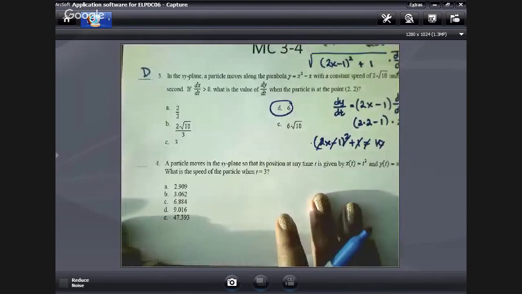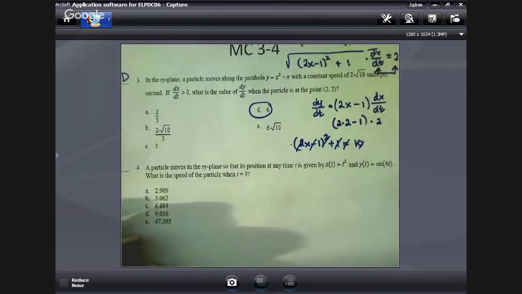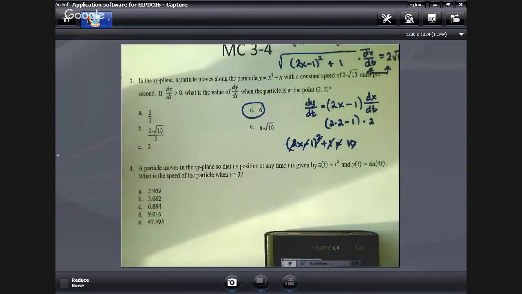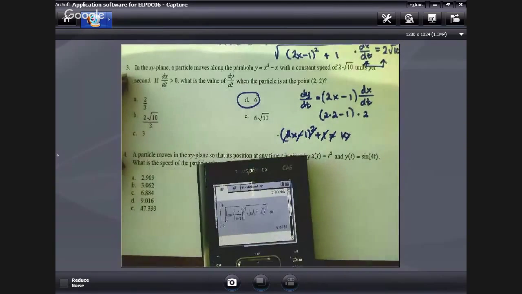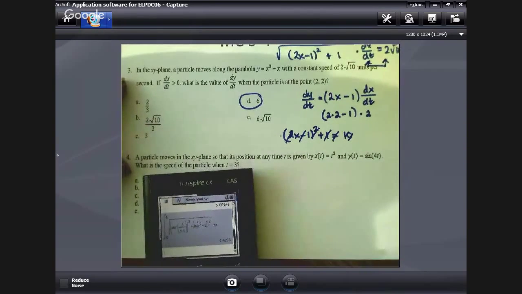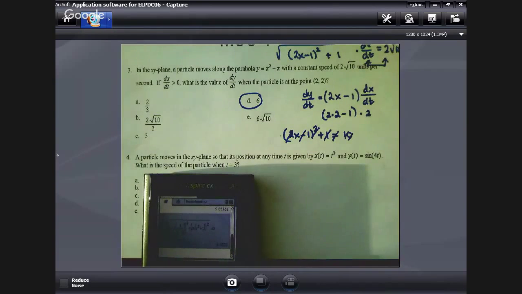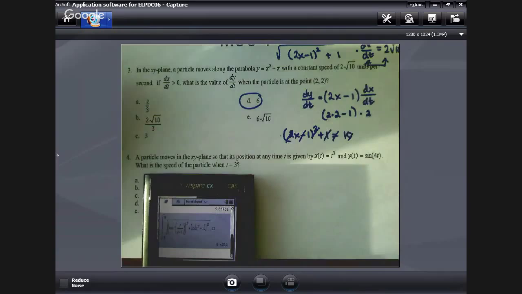Number 4. Now, this is a calculator active question. So I want to know if you could see my calculator. Maybe I could try it. Maybe. So a particle moves in the plane so that its position at any time t is given by x of t equals t squared and y of t equals sine of 4t. What's the speed of the particle when t is equal to 3?